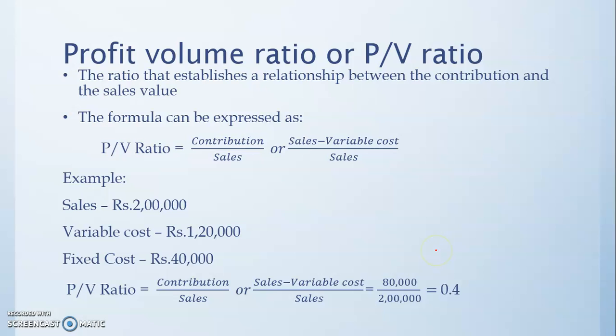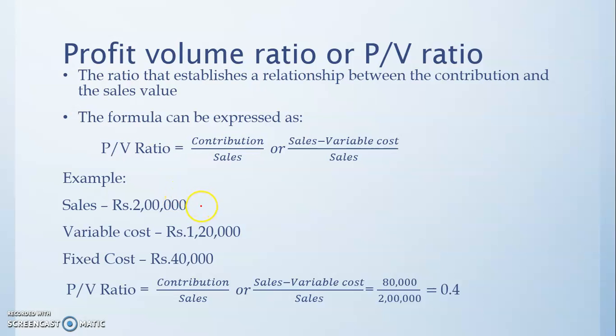There is one more concept which I need to introduce at this point in time, which is called the profit volume ratio or the PV ratio. Now the profit volume ratio establishes the relationship between what we now call contribution and the sales value. So the formula can be expressed as PV ratio is equal to contribution by sales, and we know that contribution is sales minus variable cost. So the PV ratio is contribution divided by sales.